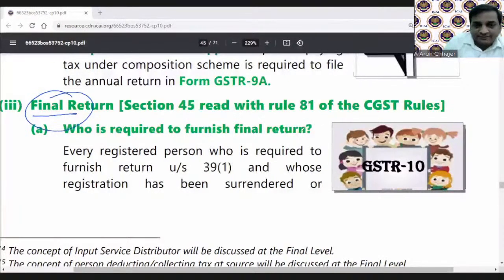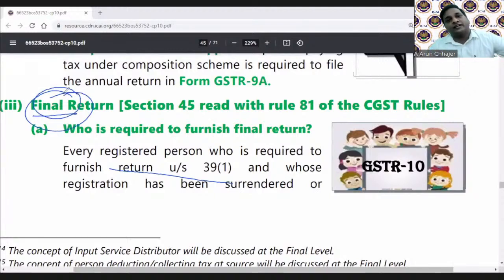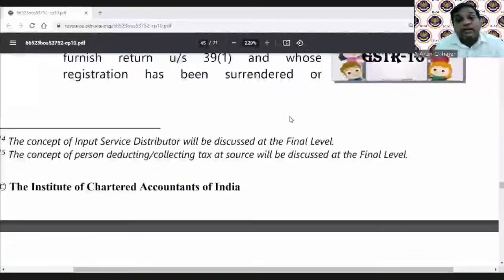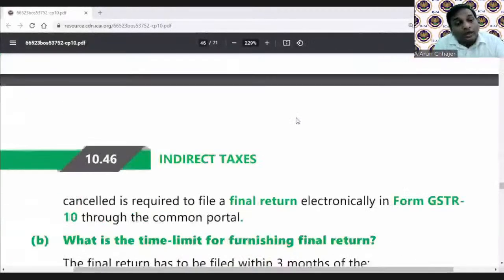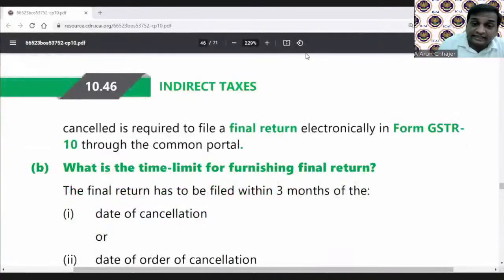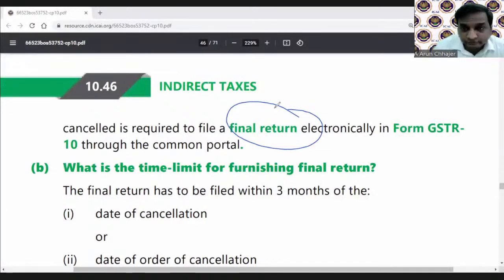Every registered person who is required to furnish a return under section 39(1). What are we discussing? Final return. Final return means after registration is over, after cancellation. Section 45 talks about who is required to furnish a return under section 39(1) and whose registration has either been surrendered or cancelled. Then they need to file the final return.